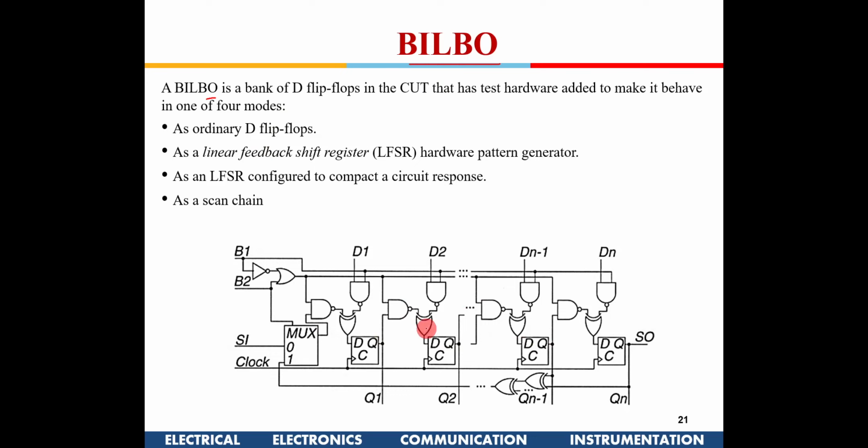It can do this depending on the control signals. These are the two control signals, B1 and B2. Depending on the control signals, this can be configured as a normal flip-flop, or as a linear shift register, or as a compactor, or as a scan. So depending on whether it is 00, 01, 10 or 11, the role of these flip-flops can change the way they function, and they can do one of these functions. That is explained in the subsequent slides.